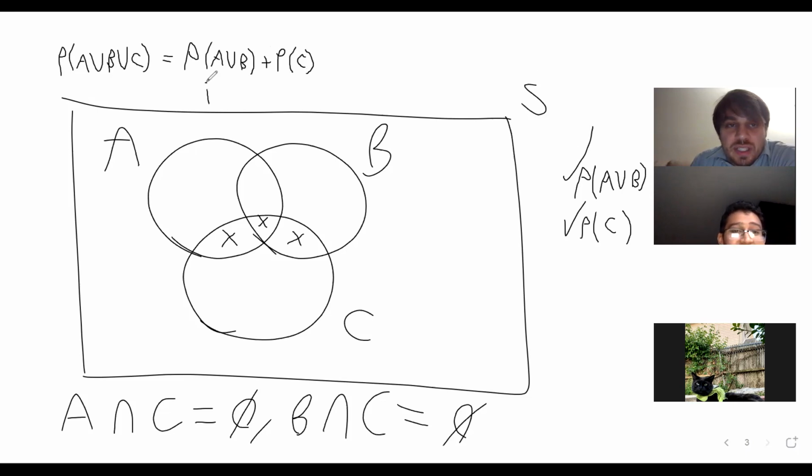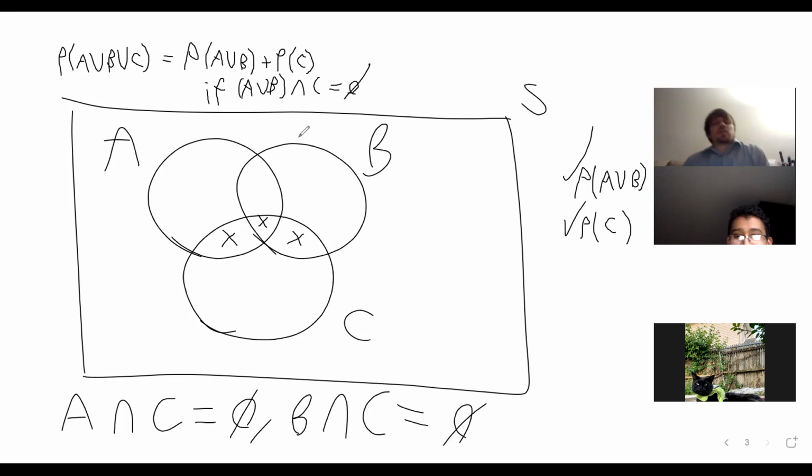This is if the set A union B intersected with C is equal to the empty set. So the set A union B is a set, and C is a set. If their intersection is empty, they're mutually exclusive. When you have two events that are mutually exclusive, the probability of their union is the sum of their respective probabilities.